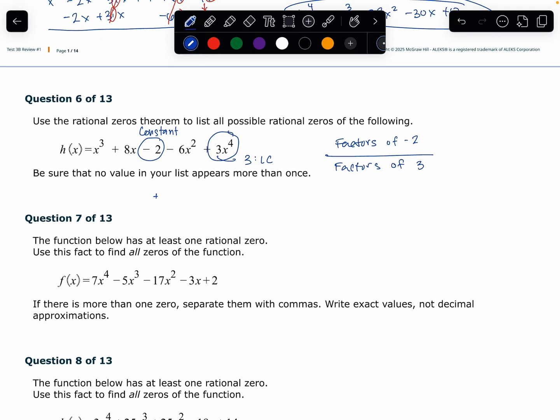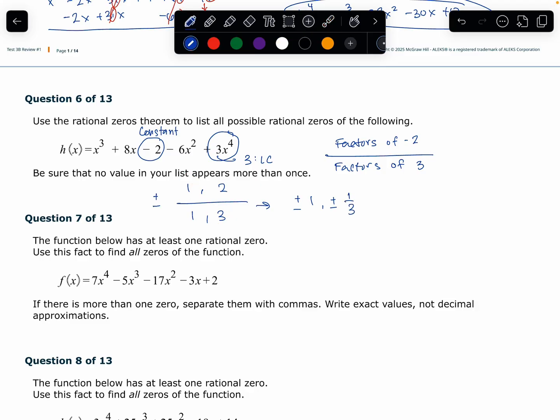So plus or minus, make sure you include that for each possible factor. So factors of 2 are going to be 1 and 2, and factors of 3 are going to be 1 and 3, and we're going to generate the list. So the list should be plus or minus. I like to start with the 1 on the numerator and divide it by all terms in the denominator. So 1 over 1, that's going to be 1. And then comma, plus or minus, I'm going to do 1 divided by the 3, so that's just going to be a third.